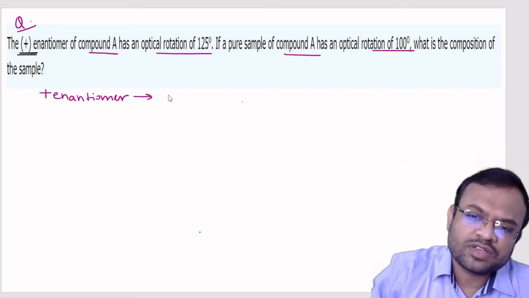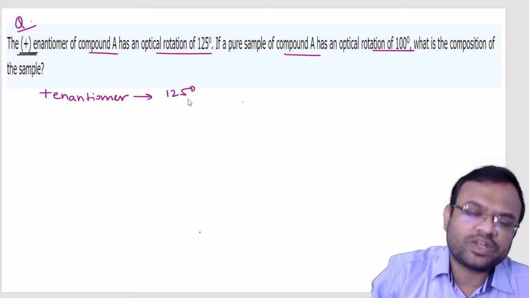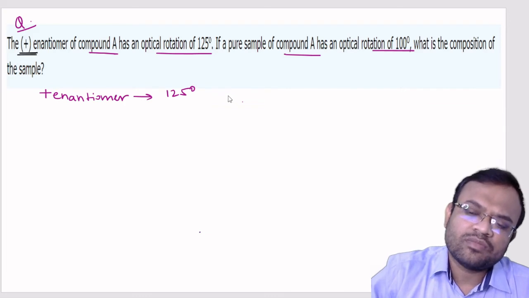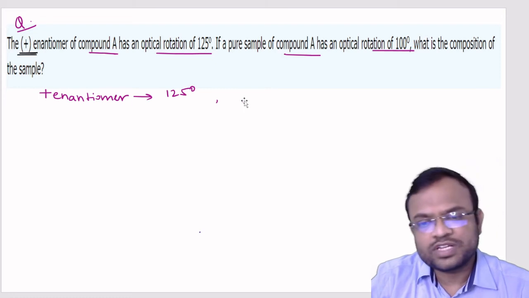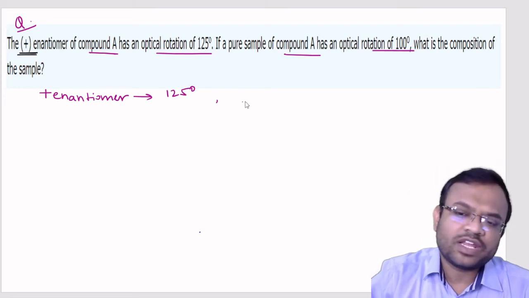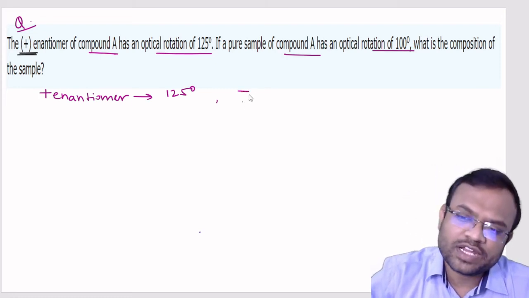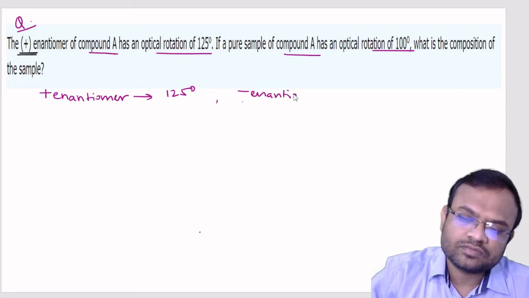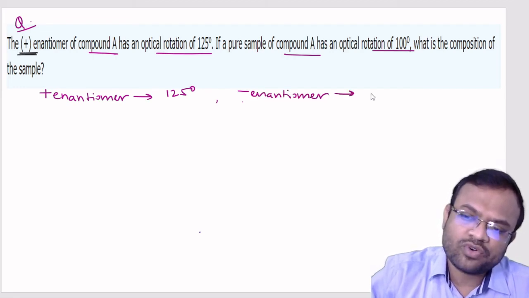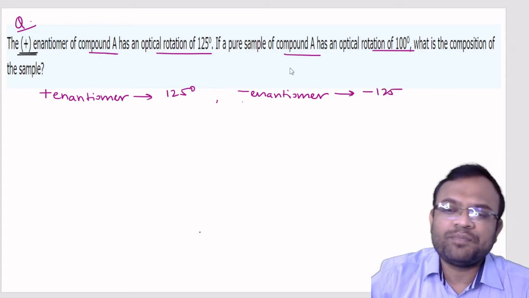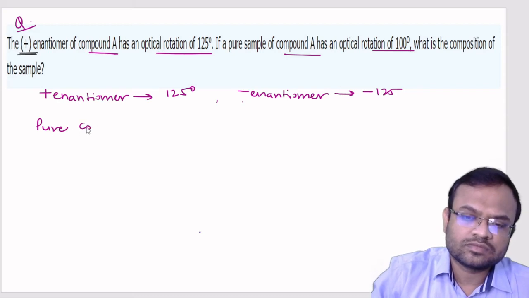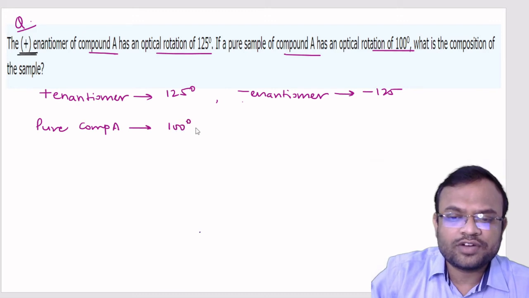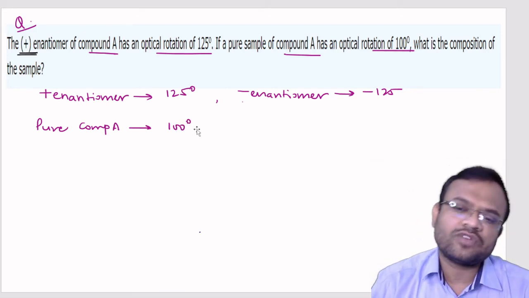The positive enantiomer's rotation has been given to you, that is 125 degrees. Using this concept, if the positive enantiomer's rotation is positive 125, then the negative one would be negative 125. So the negative enantiomer would have a rotation of minus 125. The pure sample, or the pure compound A, is having a rotation of 100 degrees.